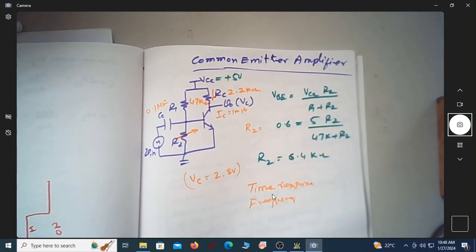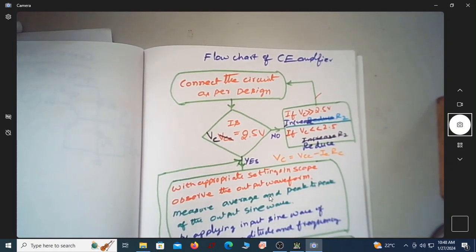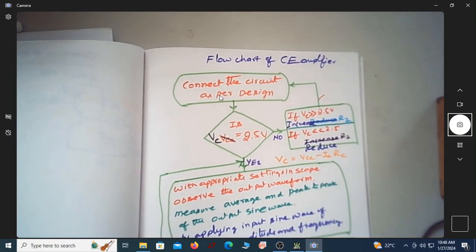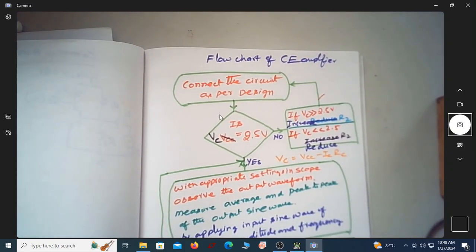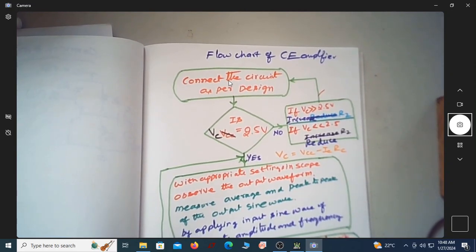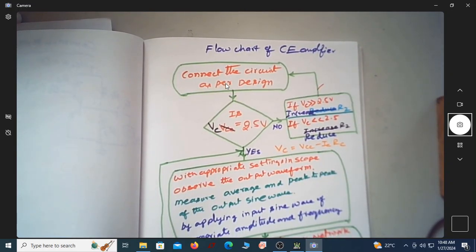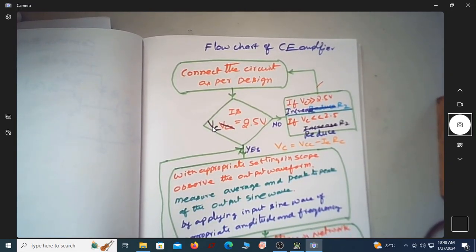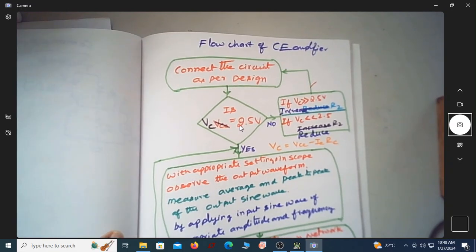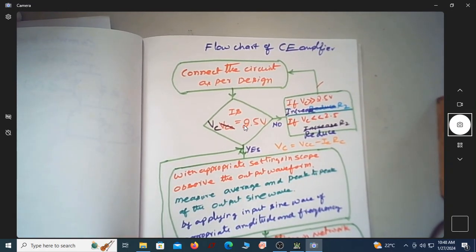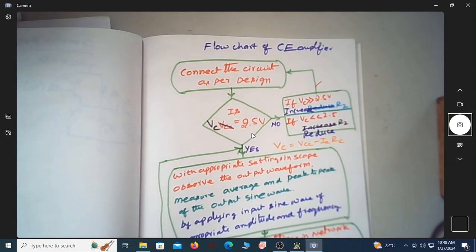Now let us see the flow chart of this particular CE amplifier. What is the procedure to get a proper output? You are asked to connect the circuit as per the design, and look at the collector DC voltage, whether it is half of VCC or not. So this 2.5 corresponds to half of 5, which is half of VCC. If it is close to half of VCC, then you can continue.